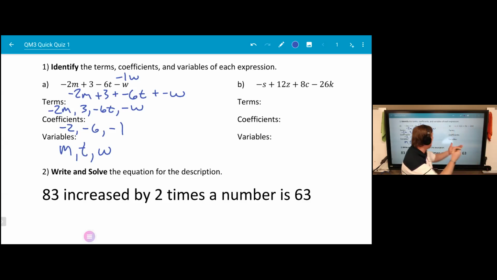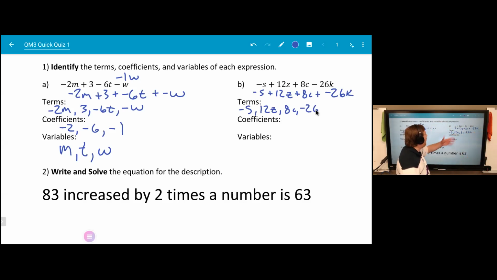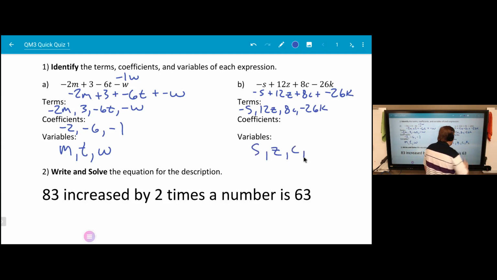Add together, make things addition. Negative s plus 12z plus 8c plus negative 26k. Now, if you see it already, don't worry about it. If you understand, don't worry about rewriting this. I'm not asking you to rewrite it, but sometimes it helps. My terms are negative s, 12z, 8c, and negative 26k. My variables, I've got 4 of them. They are s, z, c, and k. I'm not attaching any negative or positive values to that. It's literally just what are the letters that are in there.